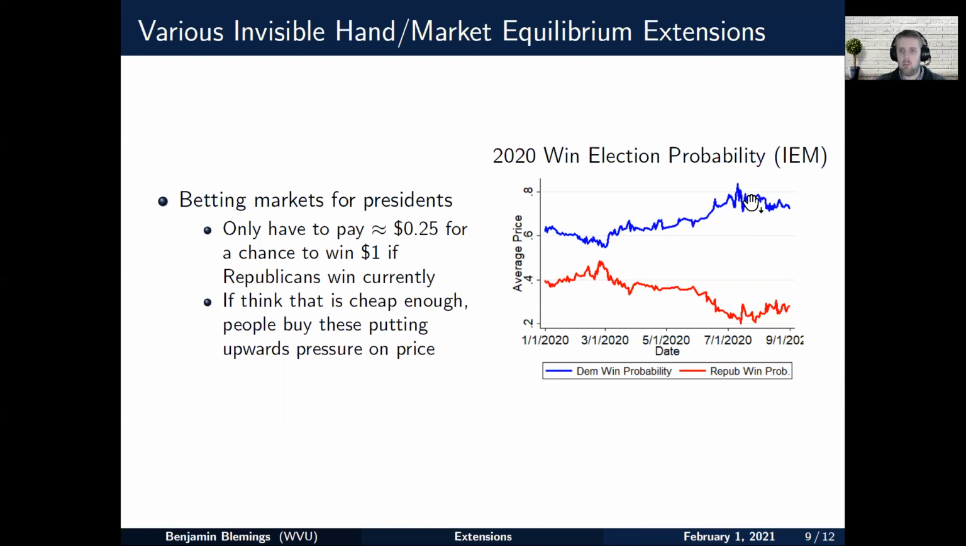And basically, what happens is, say at this point around 60 cents, you can buy a share of Biden winning. You pay 60 cents, and if he wins, you get $1. And so down here, when they expected Trump to win the presidency, you could pay 25 cents for the chance to win $1 if Trump actually did win. And if you really thought Trump was going to win, then you would start buying up a lot of these shares, and that would put upward pressure on the price of the shares of those bets.